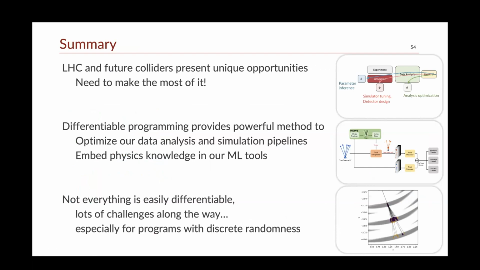And so differentiable programming gives us a powerful method to do these optimizations, provided that we can figure out how to compute gradients of the different parts of the programs that show up. And when we can do that, it enables us to embed physics knowledge directly into our machine learning tools to build more powerful systems. So as I mentioned, not everything is easily differentiable. There's lots of challenges along the way, especially for programs with discrete randomness, but we're making a lot of progress on developing the tools to be able to provide those derivatives and those optimizations.